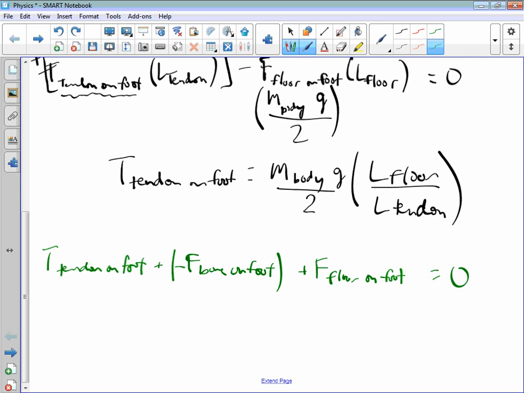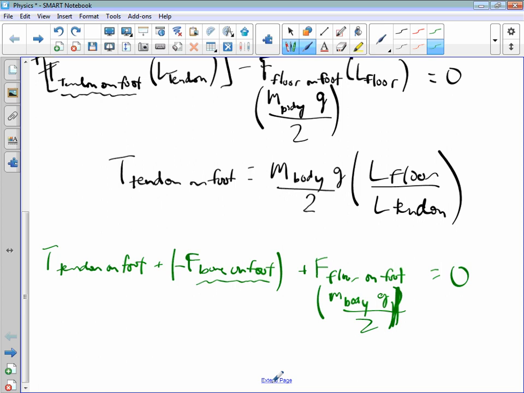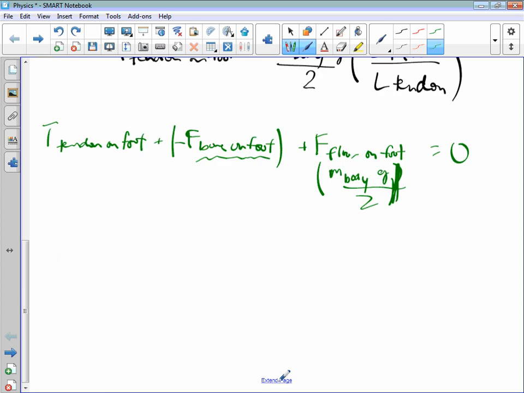We also said that force of floor on foot was equivalent to mass of body times g over 2. That all should be in the parentheses, which is pretty nasty. And we're going to use this to figure out tendon on the foot. We're going to use this to figure out the other thing that we need to know, the bone on the foot. So if I were to solve for force of bone on the foot, personally, I would want to move it to the right side so that it is positive.